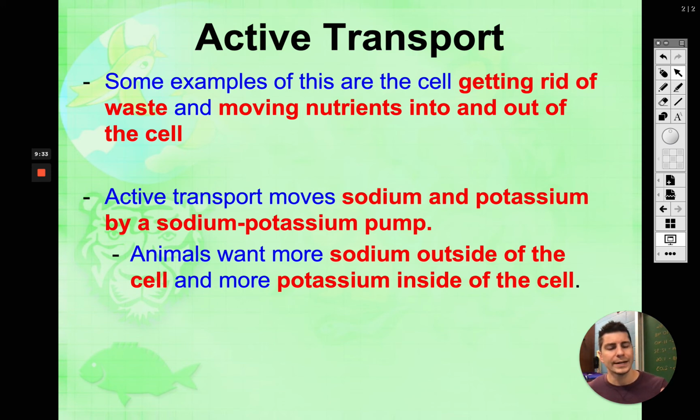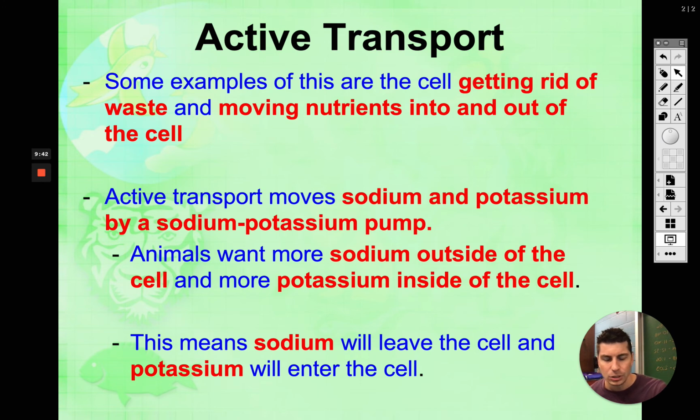So we want to get sodium outside of the cell. We want potassium to go in. Sodium is Na on the periodic table. Potassium is K. All right. So we want sodium to leave, potassium to enter.